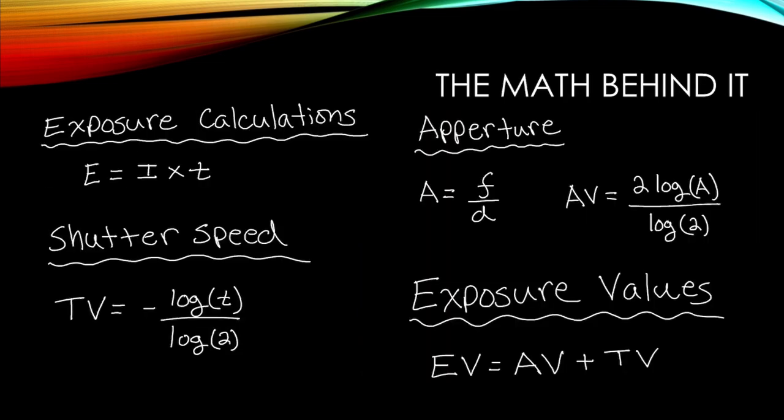Now let's break down the math behind that. As long as we get a basic understanding of what is happening, I think we can move forward with that knowledge. Some of the basic functions of a camera can actually be seen here, starting with exposure. It is defined as such, where I is the intensity of the light exposed and T is the time in seconds.